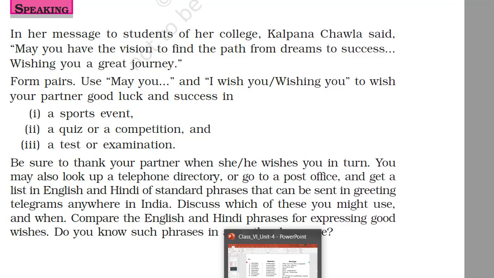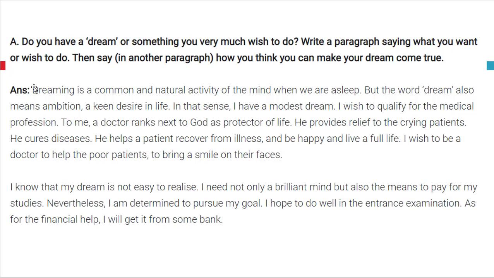Okay, so let me show you what we can write here. You see here, I have written one. Dreaming is a common and natural activity of the mind when we are asleep. But the word dream also means ambition, a keen desire in life. In that sense, I have a modest dream. I wish to qualify for the medical profession. To me, a doctor ranks next to God as a protector of life. He provides relief to the crying patients. He cures disease. He helps a patient recover from illness and be happy and live a full life. I wish to be a doctor to help the poor patient, to bring a smile on their faces.